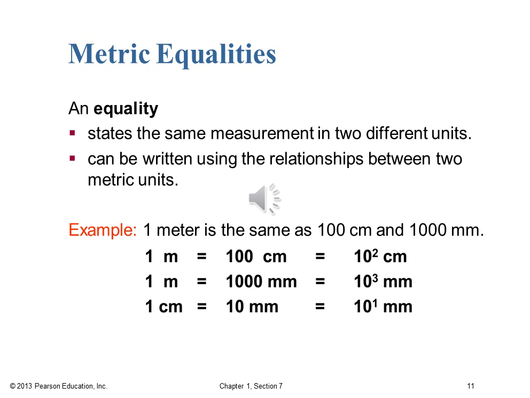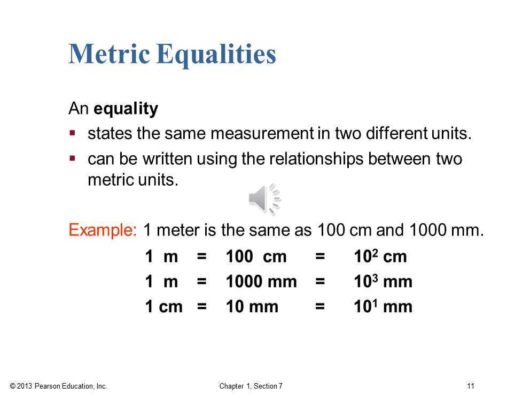Now, within the metric system, we also have equalities that you should be able to determine based on your knowledge of the metric prefixes and the base units. Like any equality, a metric equality would state the same measurement in 2 different units, and therefore we can use this as a conversion factor to relate between 2 metric units. So for instance, 1 meter is equal to 100 centimeters and also equal to 1,000 millimeters.